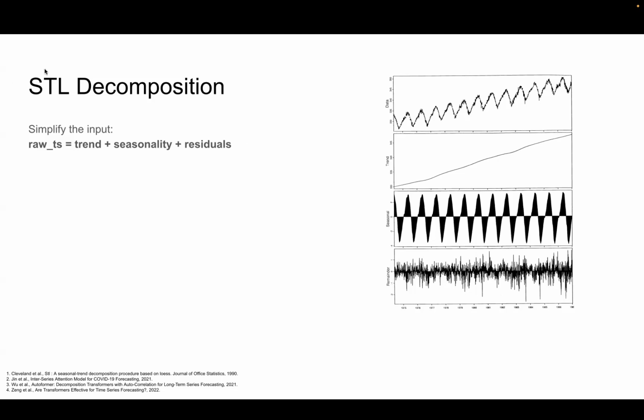The second technique we'll introduce is called STL decomposition. STL stands for seasonality, trend, and residuals. For a lot of the traditional statistical models, we decompose the raw time series into a trend component. The original time series is the top graph here. Then we can decompose it into trend, which is the second plot, seasonality, which is the third plot, and the residual, which is the last plot. If you add up those three components, you'll be able to reconstruct the original time series.